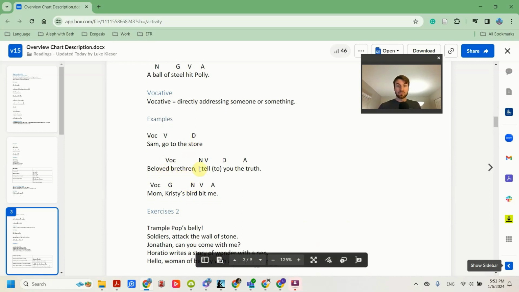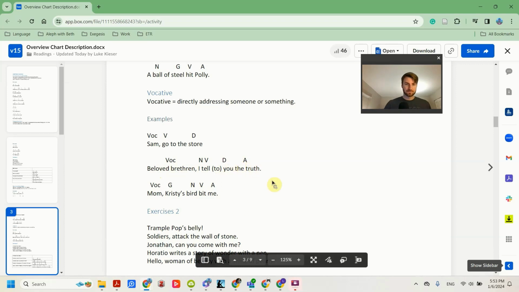Beloved brethren, I tell you the truth. Beloved brethren is being addressed, so that would be in the vocative. I is the subject, so that would be in the nominative of the person doing the action of telling, the verb. Telling to who? Dative, you. And then telling what? The truth.